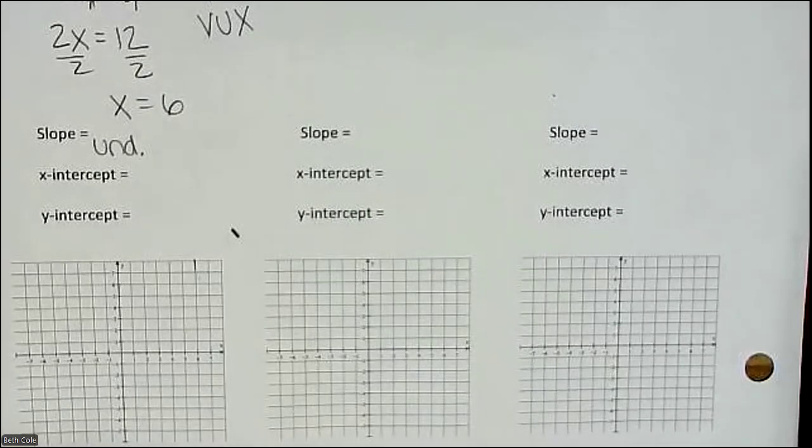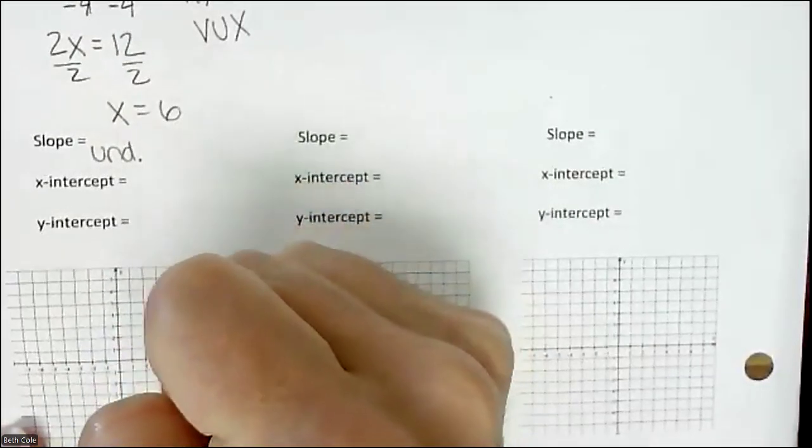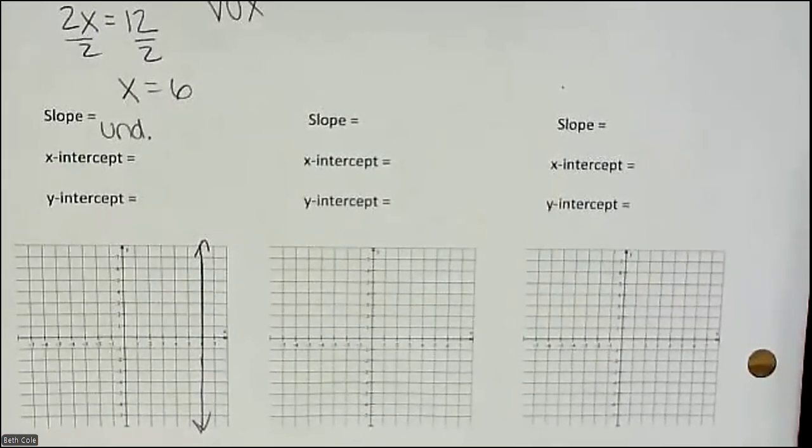Oops, broke the pencil. I'm going to have to write with pen. So you just count to 6, draw in a vertical line. This way is undefined. This way is 0. Vertical is undefined.